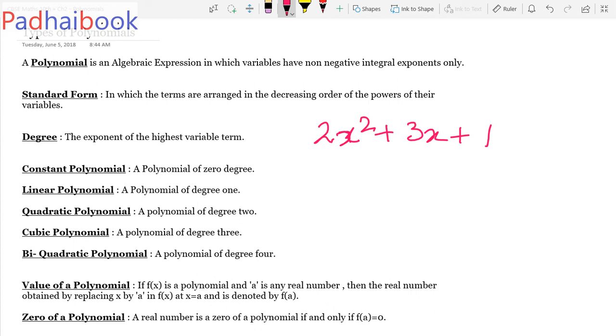Now, the standard form of the quadratic polynomial can be written as ax square plus bx plus c is equal to 0, where a is not equal to 0. Obviously, we will be talking about quadratic polynomials more in the individual chapter, quadratic equations, but for now it is enough to know that this is the standard form of quadratic polynomials and the degree is 2. All right. Okay, let's move on.